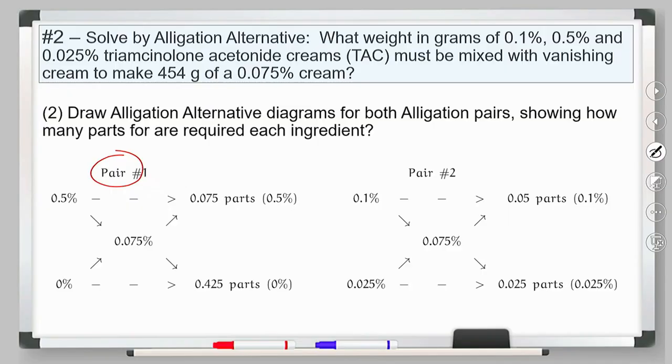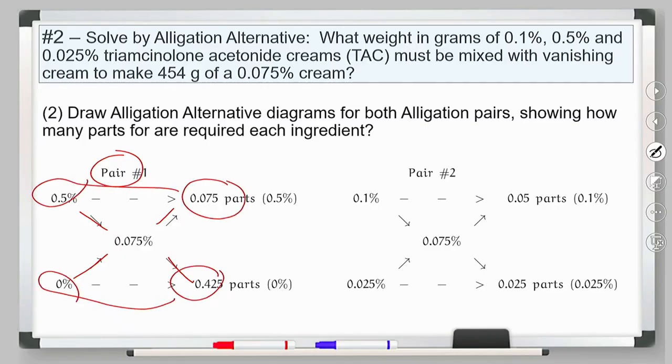We said that's matched with the 0%, so that's on the bottom. Our target is still 0.075. So there we have it. Cross subtracting going down, 0.5 minus 0.075 gives me 0.425 parts. Going up, 0.075 minus 0 gives me 0.075 parts. So there's my parts of this concentration. Here's my parts of my 0 concentration. And since they're not reused in the other side, those will be my final amounts for those.